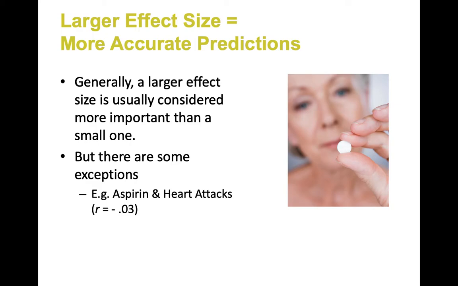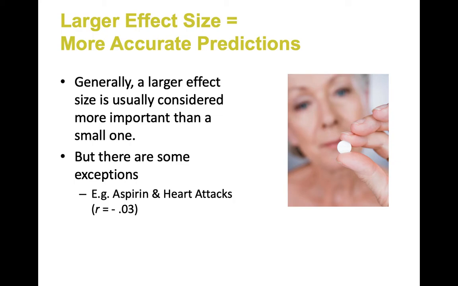However, consider this. In this particular study, there were 22,000 participants, 11,000 in an aspirin group and 11,000 in a placebo group. And they found that there were 85 fewer heart attacks among those that took aspirin. So 85 is a significant number. It's an important number when we're talking about lives saved.